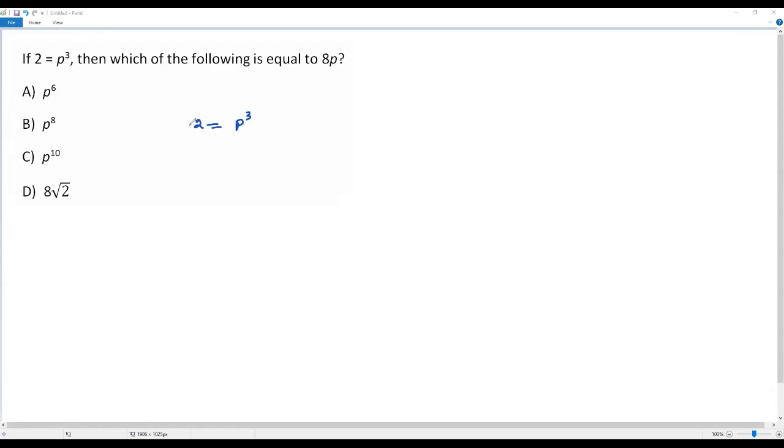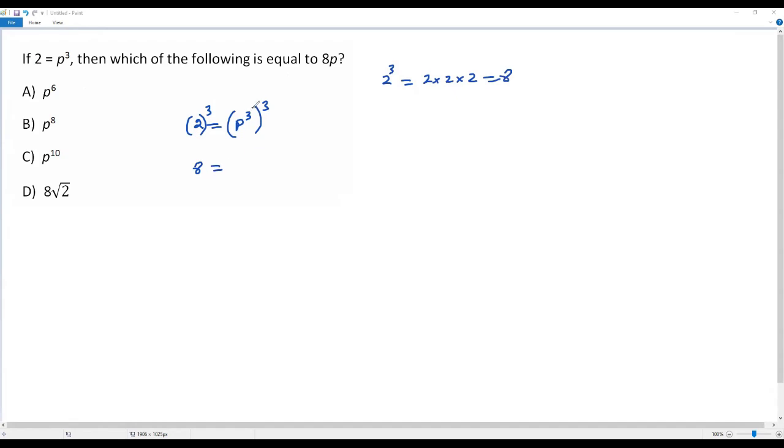Let me raise both sides of this equation to the power of 3. That is 2 raised to the power of 3 and p cubed raised to the power of 3. And we know that the value of 2 cubed is 8, because 2 cubed equals 2 times 2 times 2. That is, 2 has to be multiplied by itself 3 times. 2 times 2 is 4, 4 times 2 is 8.